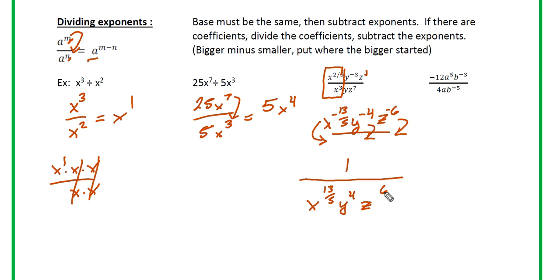Now we have negative 12 divided by 4, which is negative 3. We can just do our regular operation with the coefficients there. Now we have a to the 5th over a to the 1st. 5 minus 1 is 4, so that's a to the 4th. And then right here, for our b's, to simplify that, we've got negative 3 minus negative 5, which would be positive 2. So that would be simplified.